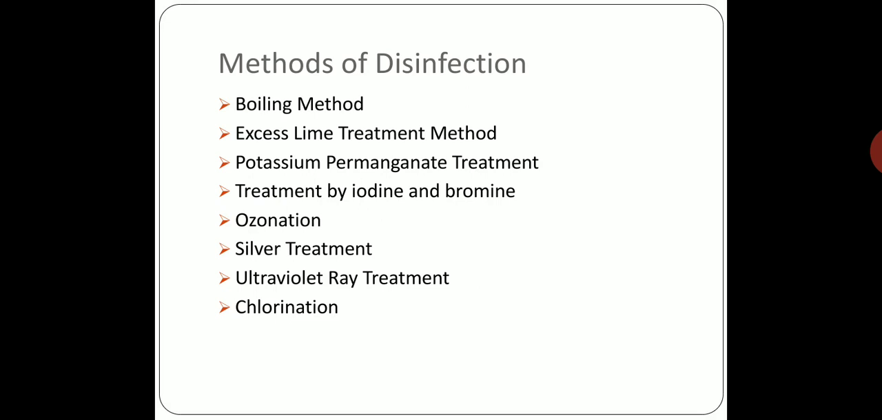The next is the excessive lime treatment method. Excessive lime treatment means application of lime to water. The application of lime may be in the form of powder, slurry, or limestone. But excessive use of lime in water may lead to formation of carbonation in water. That is, carbon content may be more formed in water and it may make water corrosive. But it kills almost 100% of bacteria present in water.